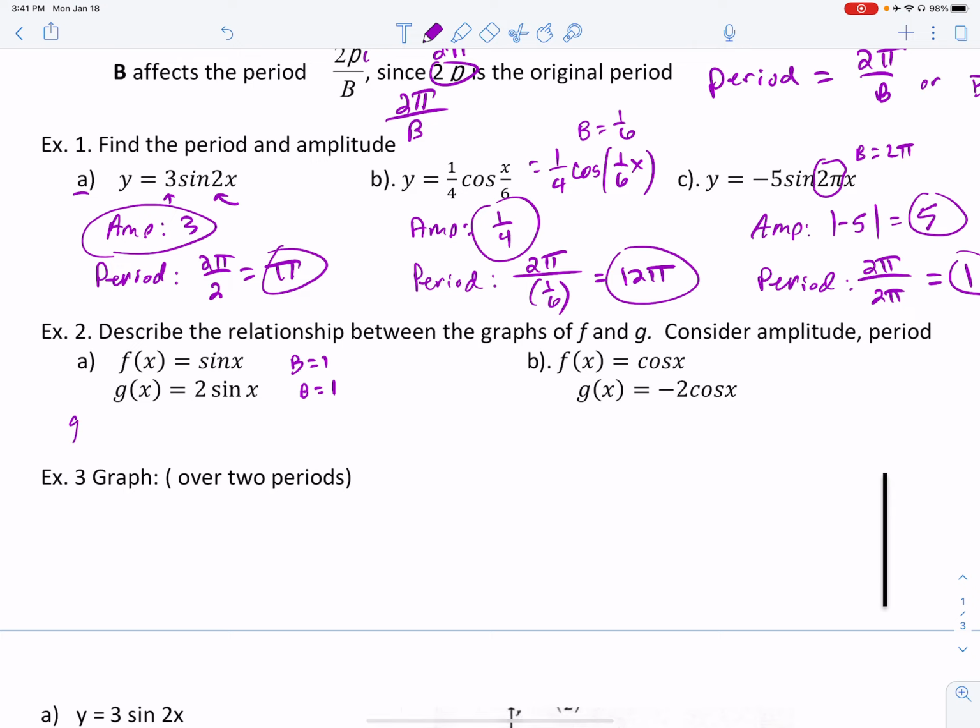So the graph of g, the amplitude is twice that of f. Periods are the same.